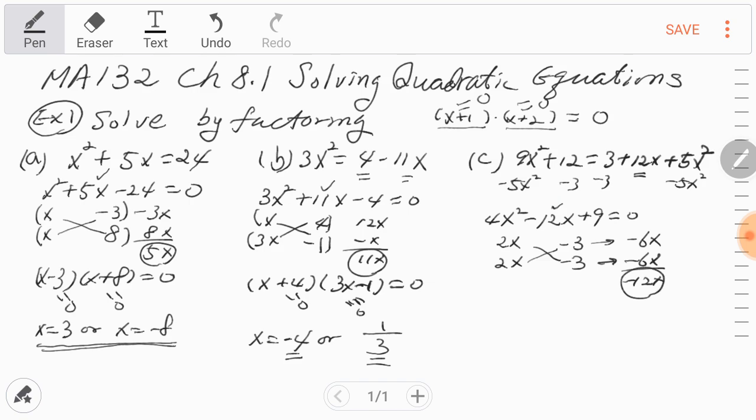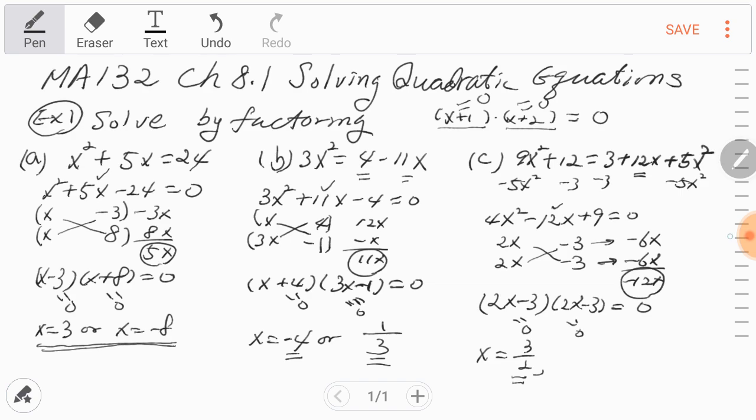We got it. So the left side is (2x minus 3)(2x minus 3). These binomial factors are the same. From each factor, we get x equals 3 over 2 and another 3 over 2. So the solution is 3 over 2, and it occurs twice. Okay, so example 1 is fine.